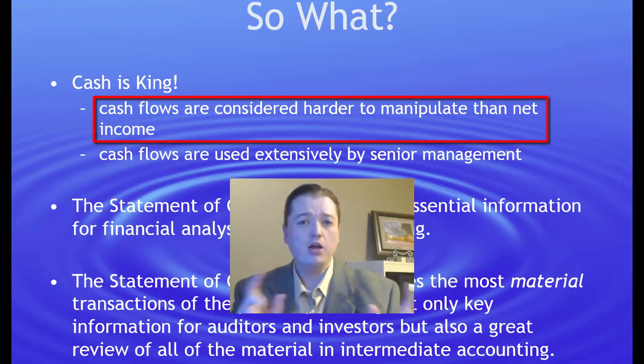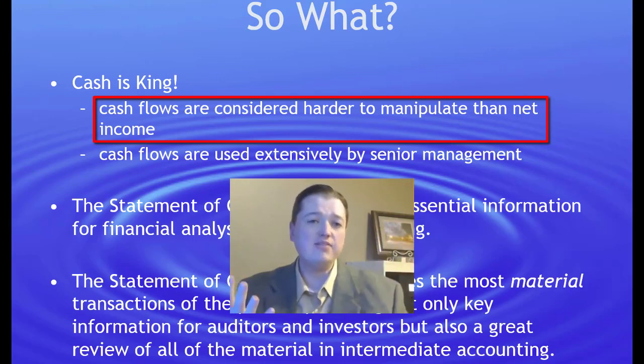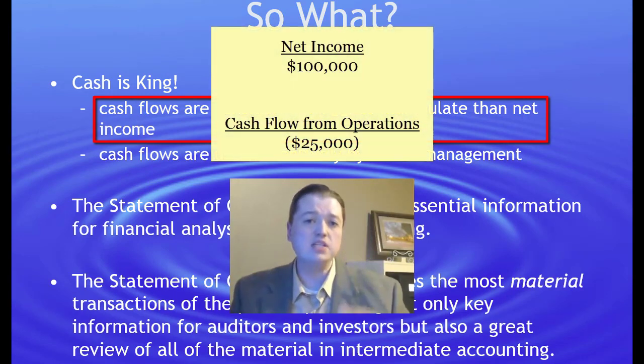So they'll compare those two numbers. And they're not looking for the numbers to be the same. They're looking for them to be consistent. So if net income is positive, then we're looking for a positive cash flow from operations. If net income is negative, we're looking for a negative cash flow from operations. So the two are the same sign at least, and hopefully moving in the same direction from period to period.